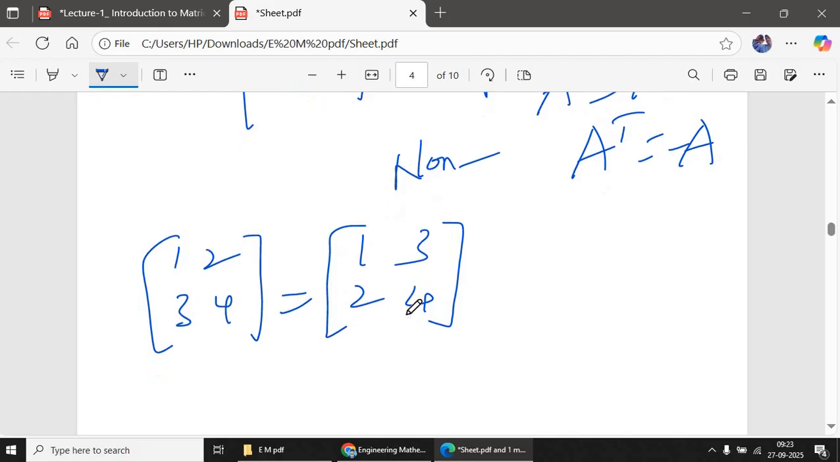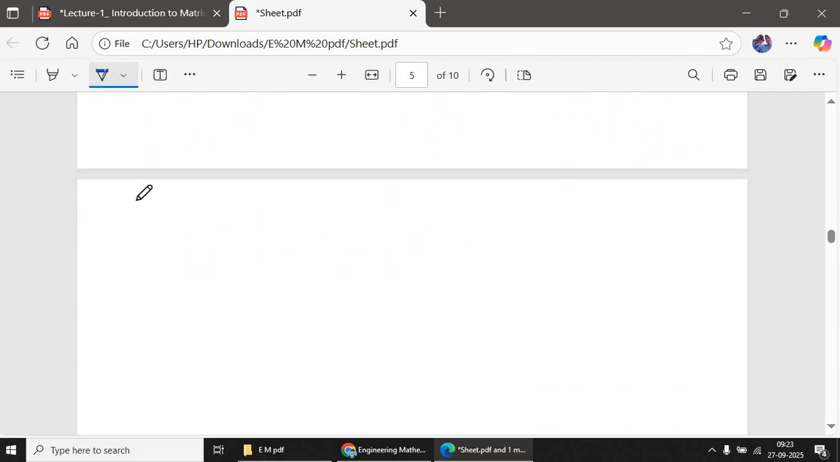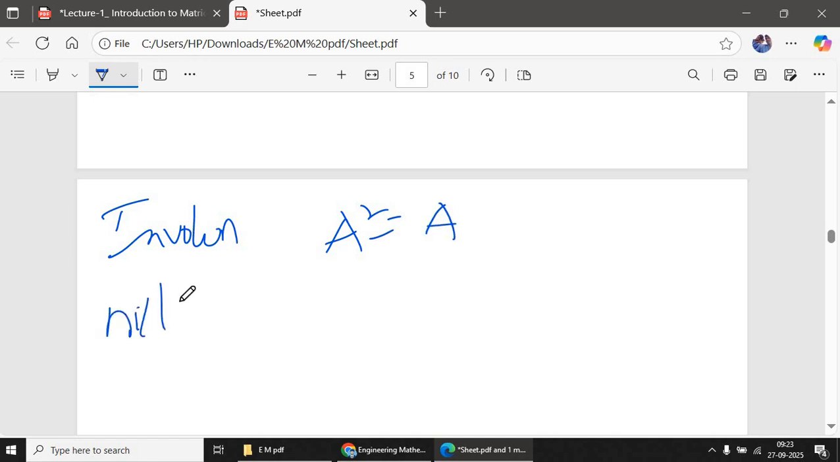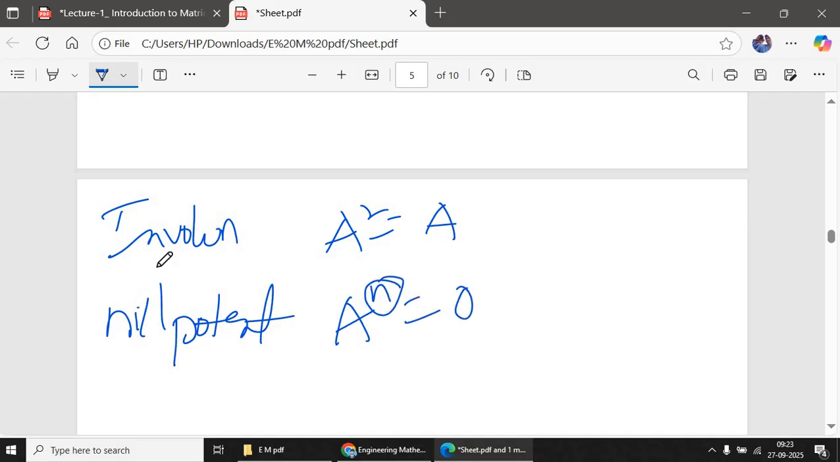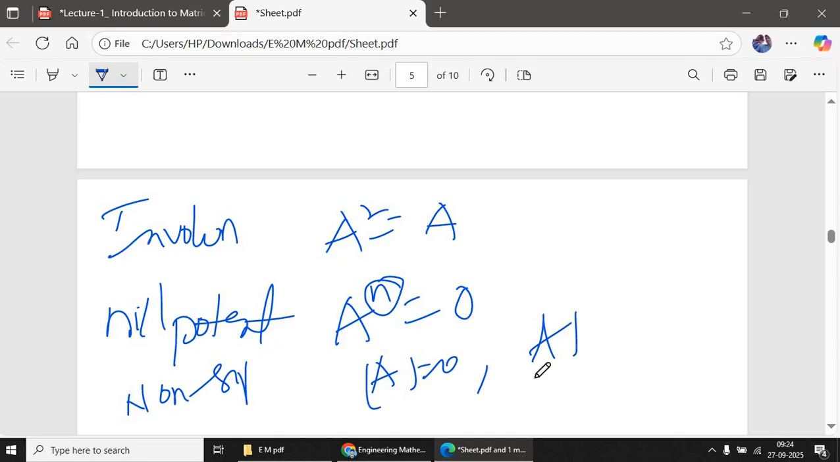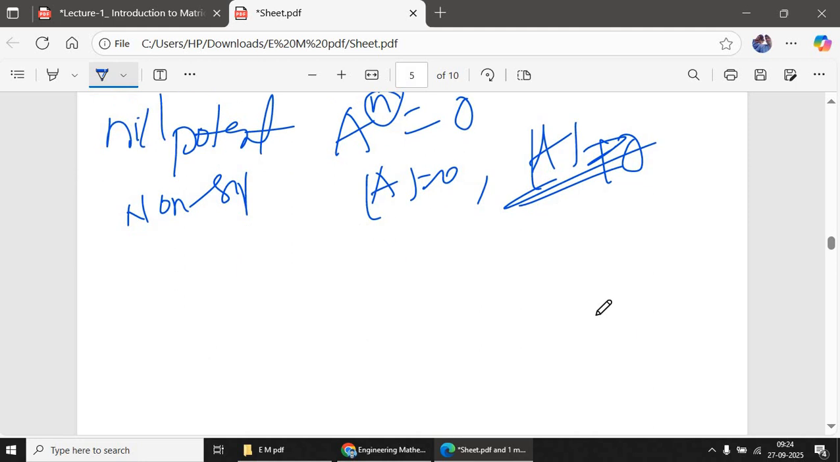Next we have the involutory matrix. Involutory is nothing but A square equal to I, and the nilpotent matrix. Nilpotent means A power n equal to 0. Whatever power gets it to zero, that is nothing but nilpotent. And some more, like singular and non-singular. Singular is nothing but determinant equal to 0. If the determinant equals 0, we can say it is singular. If it is not equal to 0, then we can say it is non-singular. Okay, these are the major types that exist in matrices.